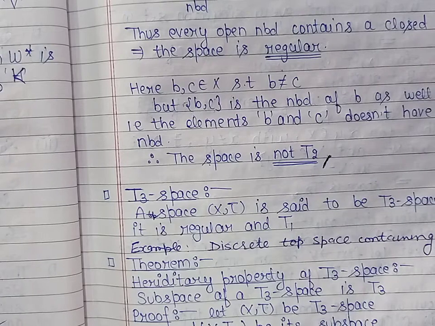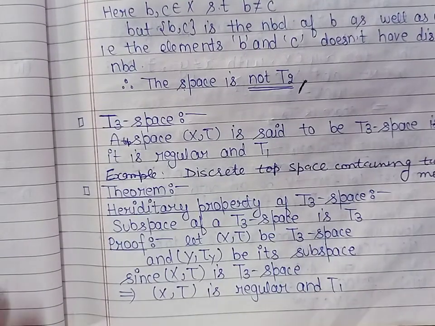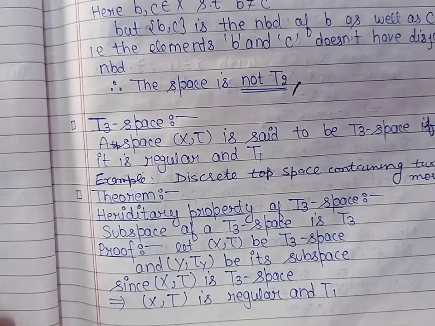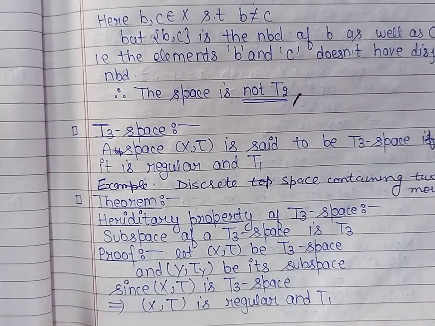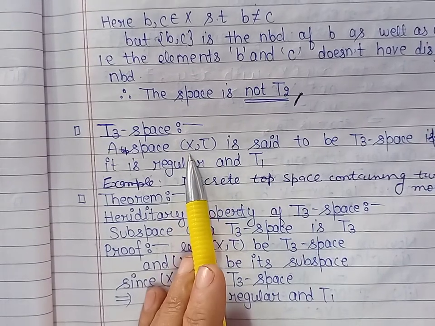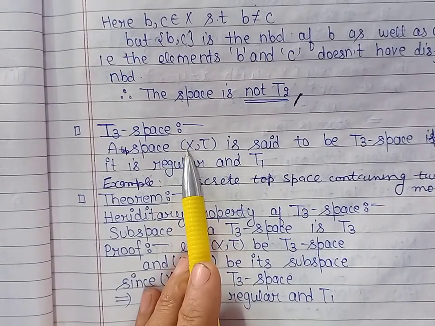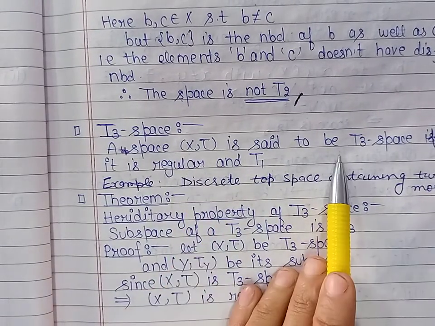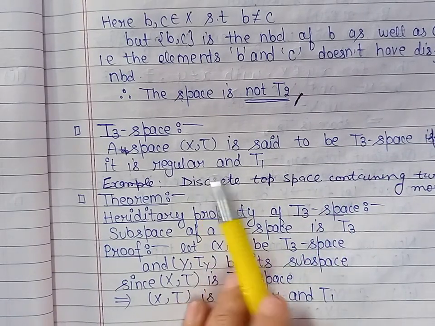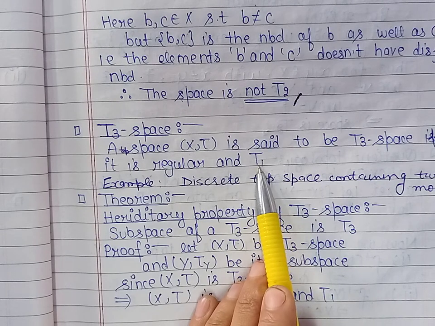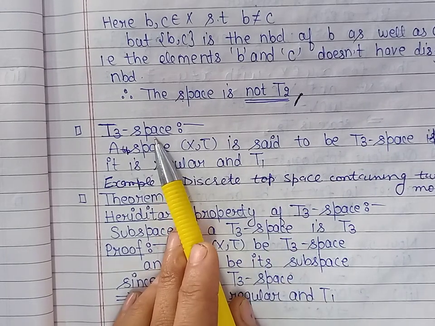Good morning, students. Our today's topic is T3 spaces. So firstly, let us define T3 space. A topological space (X, tau) is said to be a T3 space if it is regular as well as a T1 space. So the space which is regular as well as T1, that space is called a T3 space.